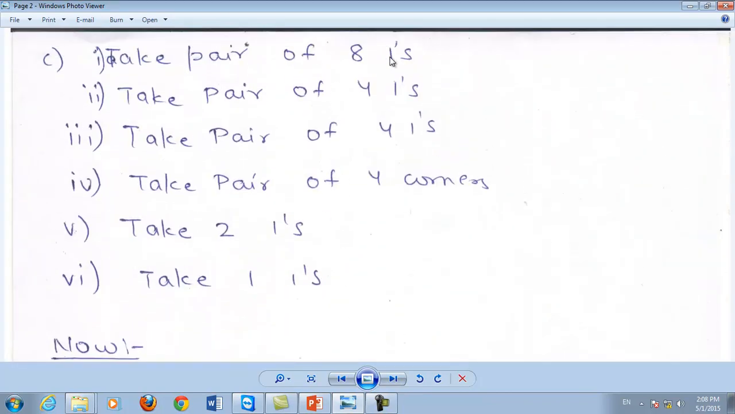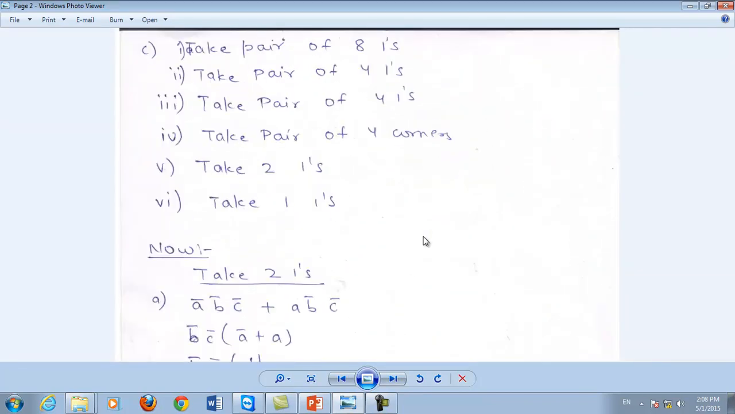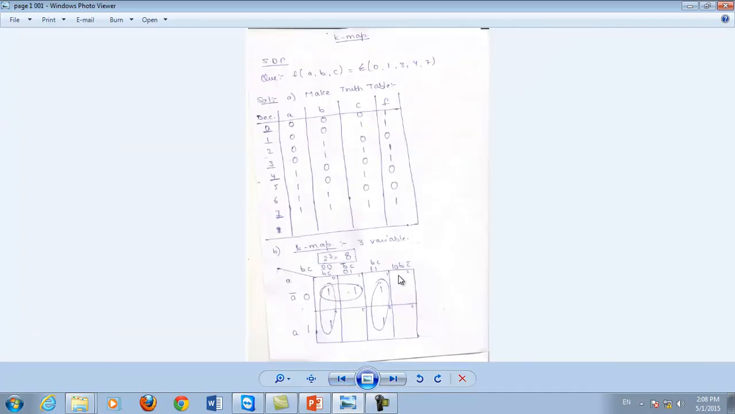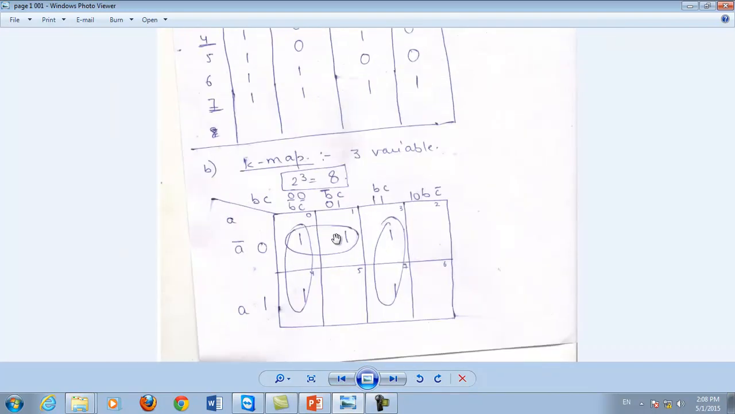Firstly, we take the pair of 8 ones. Next is to take the pair of 4 ones. Now you can see, are there any contiguous 4 ones available here? No. There are no contiguous 4 ones available here, so we cannot take the pair of 4 ones. If there were a 1 in place of 5, or a 1 in place of 2, then you could take the 4 ones from 0 to 2, or 0, 1, 4, 5 if there were a 1 in place of 5.